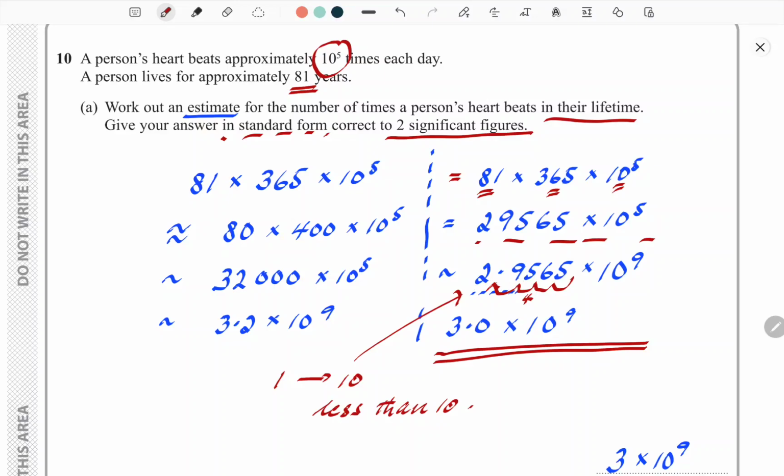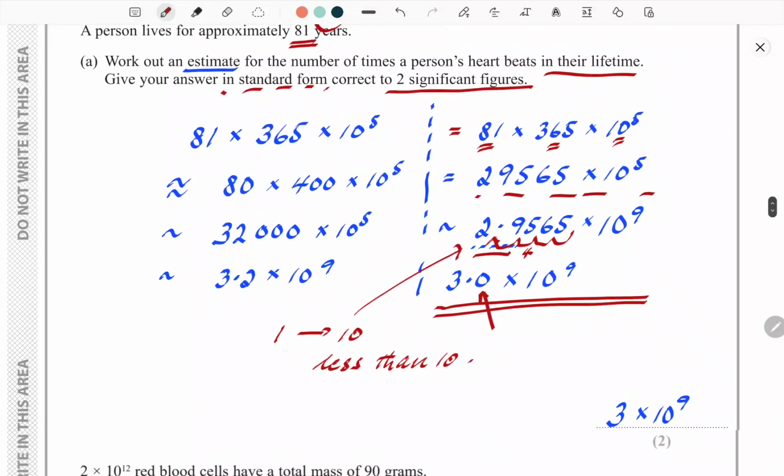2.9565. So to two significant figures, we just want the first two, 2.9, and it's followed by a 5. So we're going to turn that into 3.0. Because they want two significant figures, you must have the 0 there, all right? And I should actually rewrite the answer. I was doing a bit of a shortcut earlier. So you must have the 3.0 in the answer, okay, 2SF.